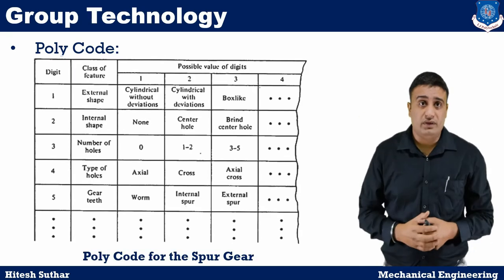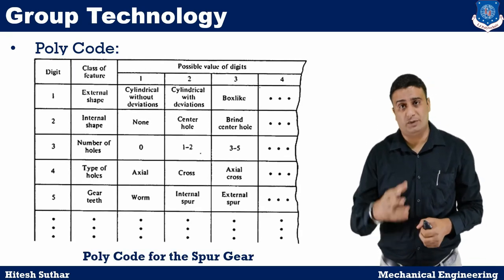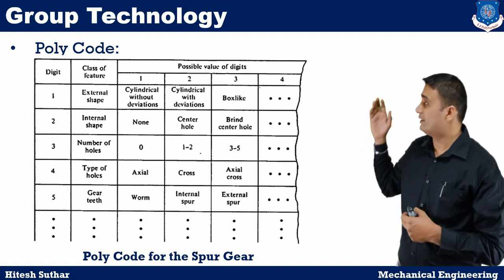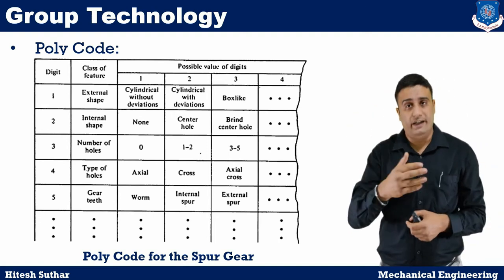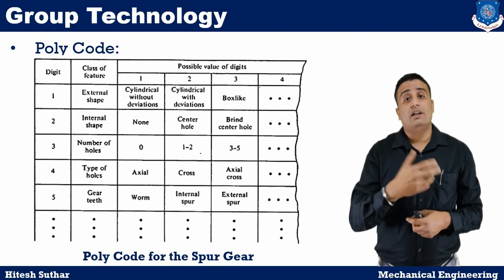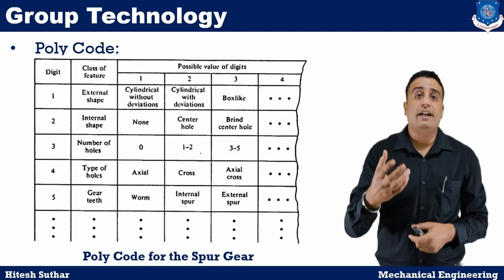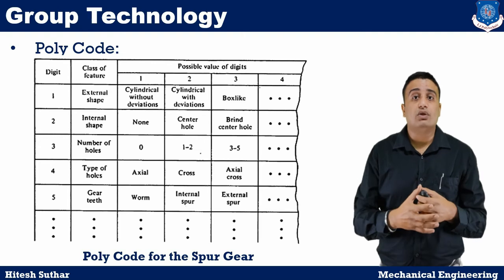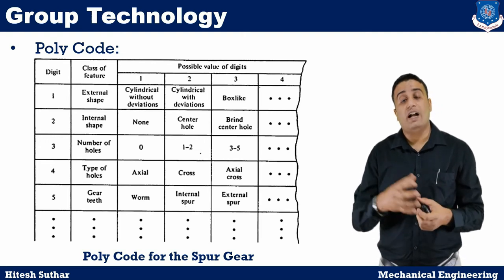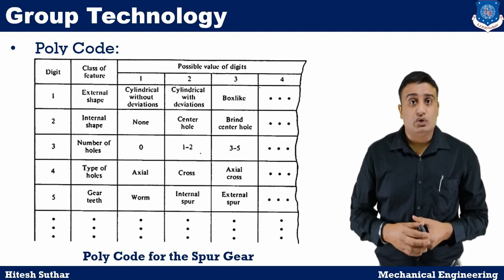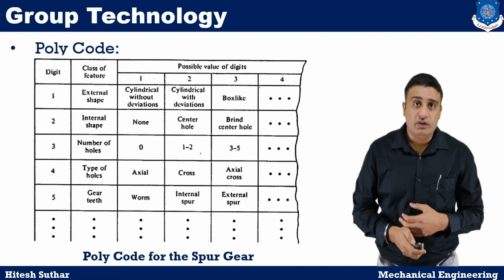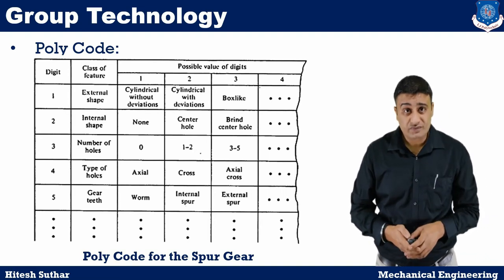This is the figure of a simple example of a polycode of a spur gear. As we see here, the digits are 1, 2, 3, 4 and so on. All the numbers have different values and each indicates a different feature. So the code becomes very lengthy as the number of features grows. This is the simple example of a polycode indicating this spur gear.